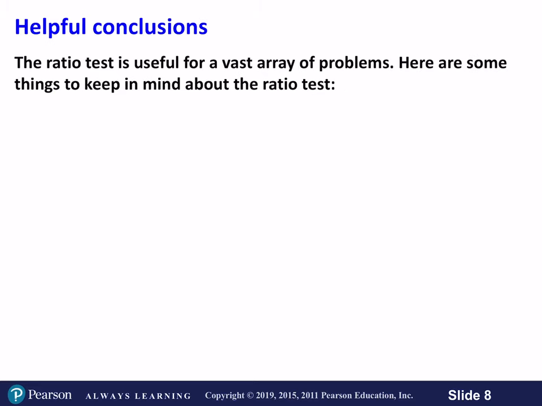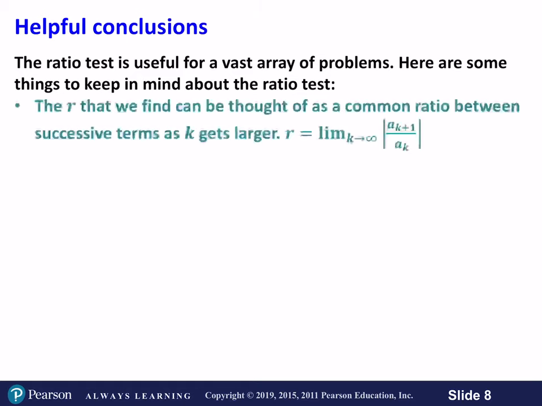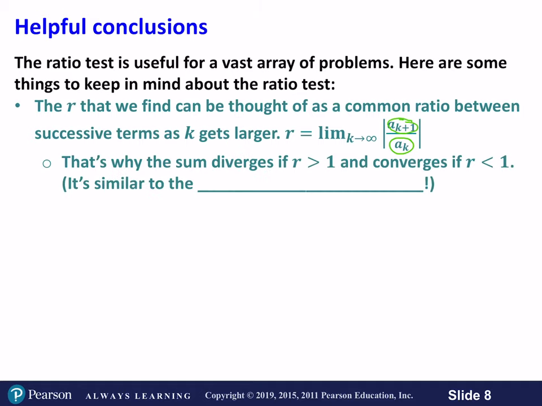All right, so there are several helpful conclusions to make about the ratio test. It's useful for a vast array of problems, and here are some things to think about. First of all, the R that we find can be thought of as a common ratio between successive terms as k gets larger. So if R is equal to the limit of a_(k+1) over a_k, you should think of that as the next term divided by the current term. So it's just kind of like a ratio. And so that's why the sum diverges if R is greater than 1, and it converges if R is less than 1. It's very similar to the geometric series test.